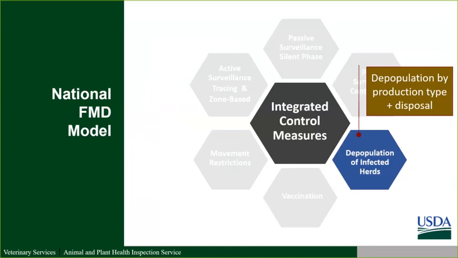So, for instance, if you were to depop a large feedlot, that could take upwards of 80 days to complete. So we can model the differences in that between the different production types we have. We can also model which production types are depopulated.